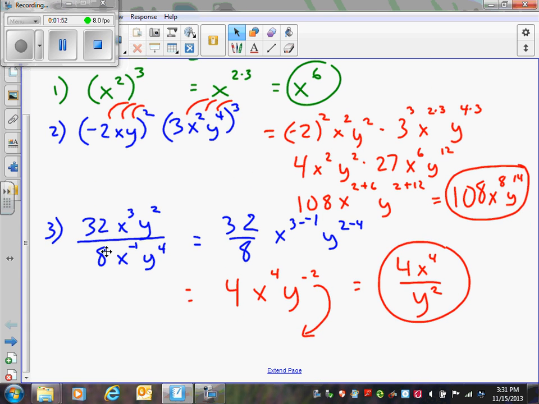On this next problem, I have a division problem. So I have powers I have to take care of. Remember, you subtract the exponents. Well, 32 over 8 is just 4. X to the 3 minus a minus 1 is x to the 4th. And y to the 2 minus 4, you always put the 1 on top in front and 1 on bottom behind, is minus 2. But since we're not allowed to use negative exponents like this, we've got to get rid of it by making it a positive after we put it on the other side of the fraction bar. So the answer is 4x to the 4th over y squared.